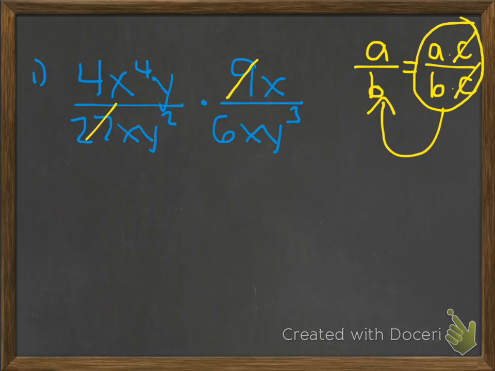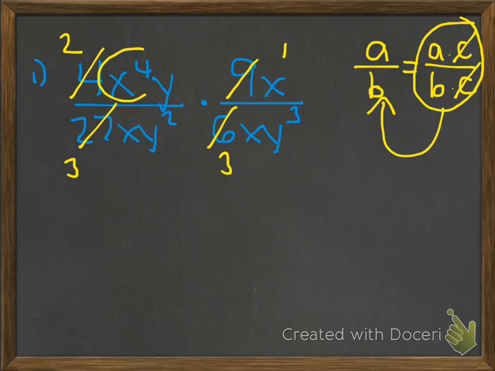I see a 9 and a 27. I can cancel those. I'm left with a 1 and a 3. I see 4 and 6. I can divide those both by 2. Leaves me 2 and 3. Now the x's and the y's, you can do this a couple different ways. You can do it in stages. Here's how I prefer to look at it.